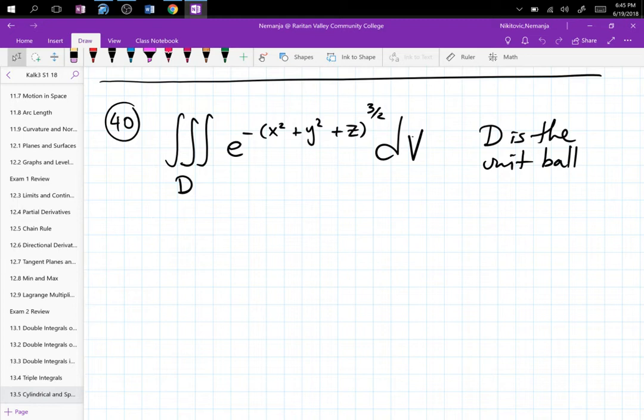Set this up. You're sure it has a hole in it? The unit, set up the unit circle. So it has a radius. It's a sphere with radius 1. Okay.